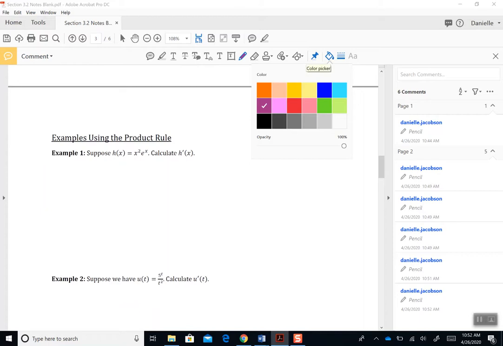First example, let's suppose that h of x is equal to x squared times e to the x. Calculate h prime of x. Since this is in prime notation, I'm going to use prime notation throughout. I noticed that when I read this to you, I said x squared times e to the x.